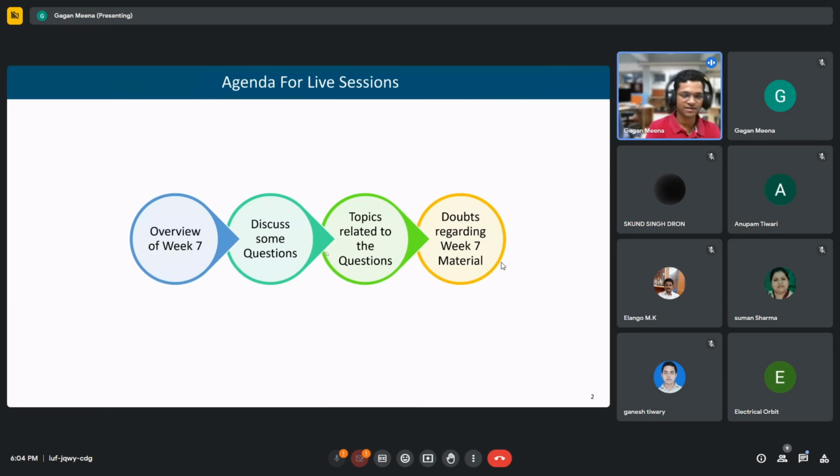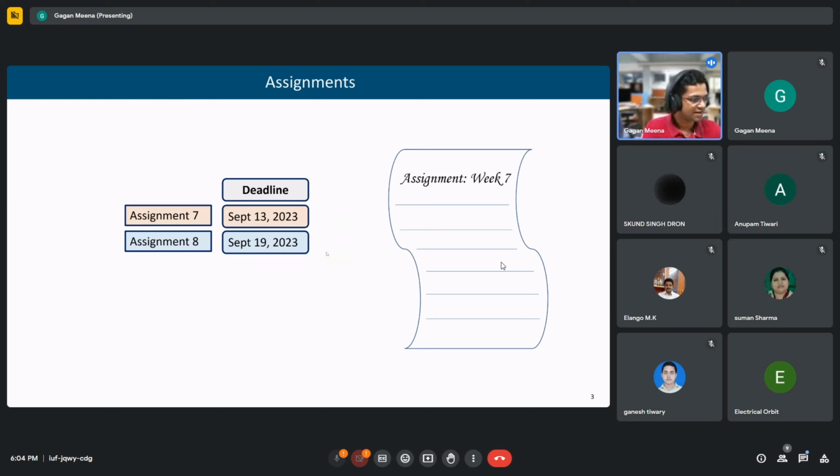This will be the agenda, same as what we have been following. We will discuss a brief overview of week 7 and then we'll discuss some questions. These are the deadlines for the upcoming assignments. Assignment 7 is to submit by tomorrow and assignment 8 by next week. Please submit them on time.